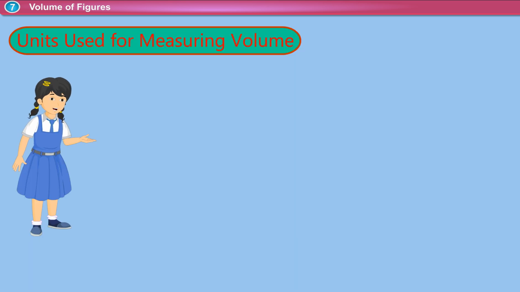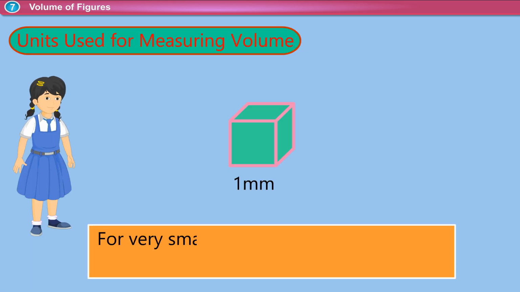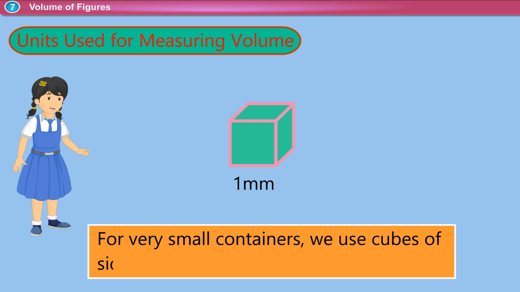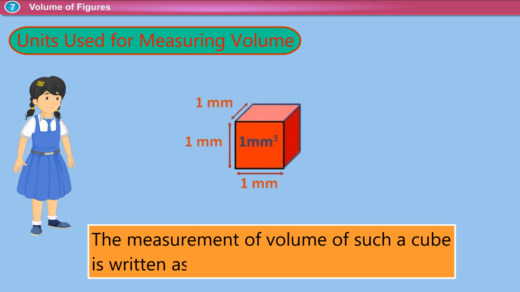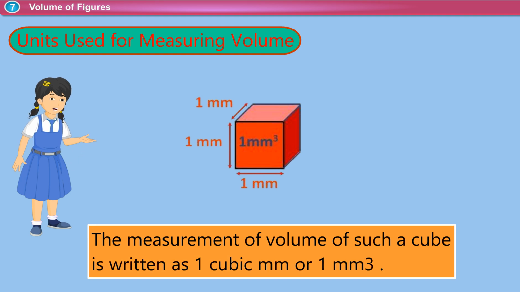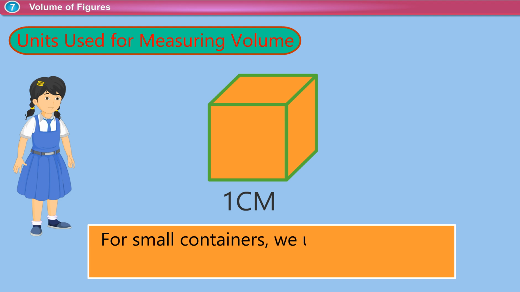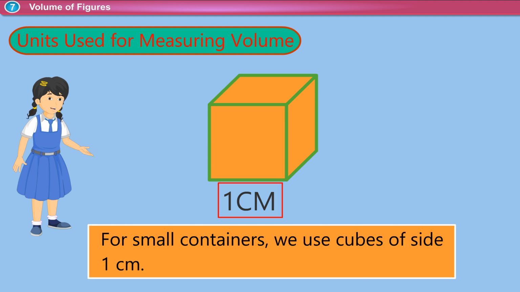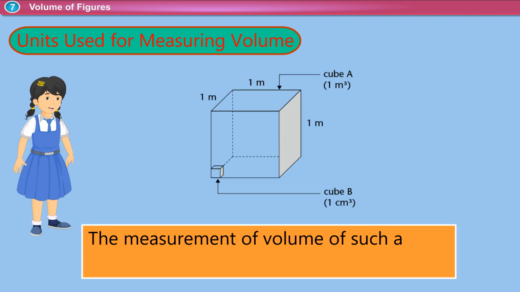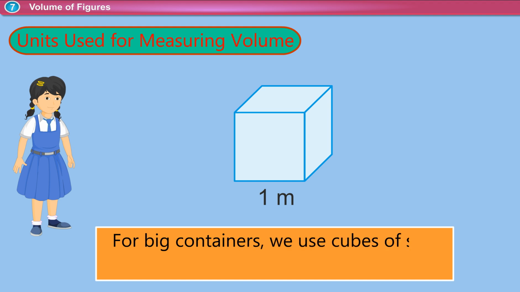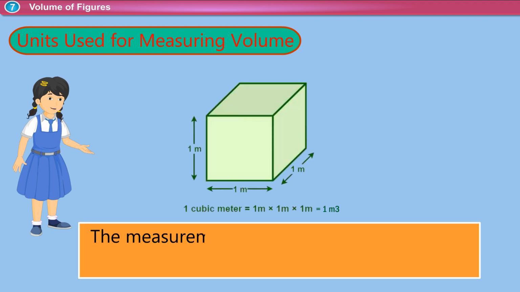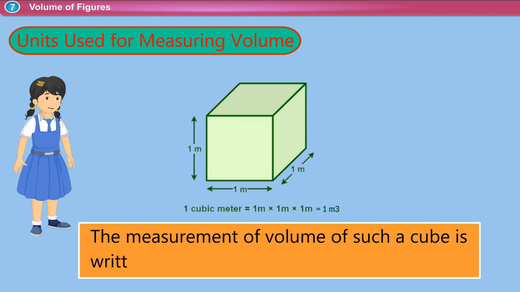Units used for measuring volume. For very small containers, we use cubes of side 1 millimeter. The measurement of volume of such a cube is written as 1 cubic mm or 1 mm³. For small containers, we use cubes of side 1 centimeter. The volume of such a cube is written as 1 cubic cm or 1 cubic centimeter. For big containers, we use cubes of side 1 meter. The volume of such a cube is written as 1 cubic m or 1 cubic meter.